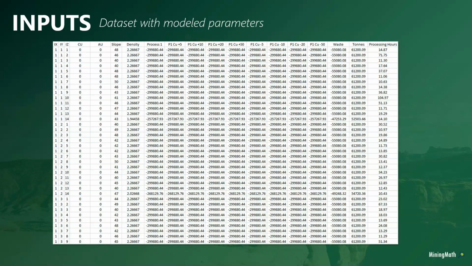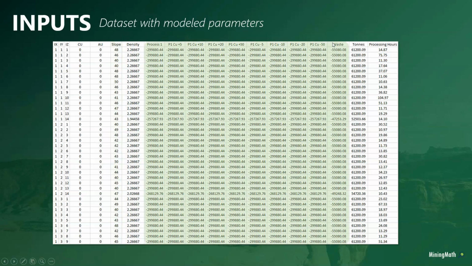Here is a common format of a simple data set. As you can see here, I have the index coordinates sorted from smallest to highest values. Grade information, copper, gold, slope angles, densities. Here I'm simply creating multiple economic values, columns for economic values.